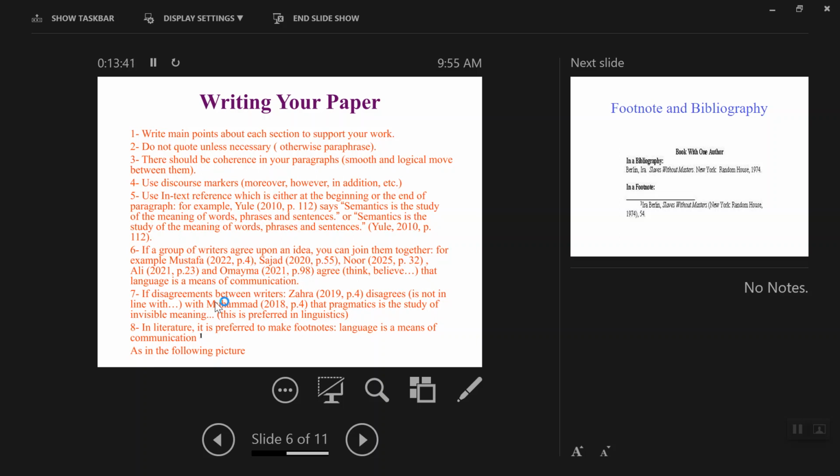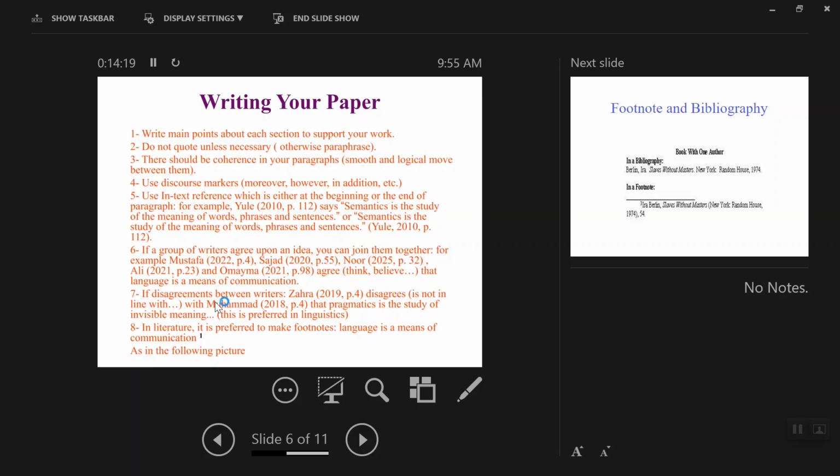Number 2, don't quote unless necessary. Don't quote, otherwise paraphrase. And you know quotation. Quotation means that you take something as it is, without any change. For example, Obama said, "Yes, we can." This is direct. This is what we mean by quotation: taking something from a book as it is, without any change.